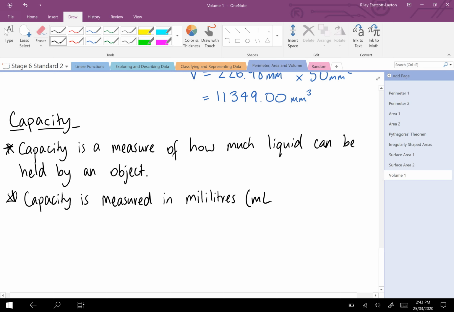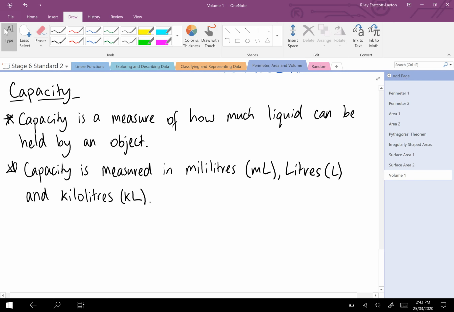And when we're dealing with millilitres, so lowercase m, capital L, millilitres, litres, capital L, and kilolitres, which is a lowercase k and an uppercase L.